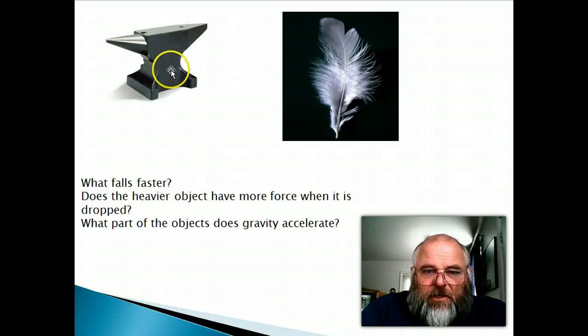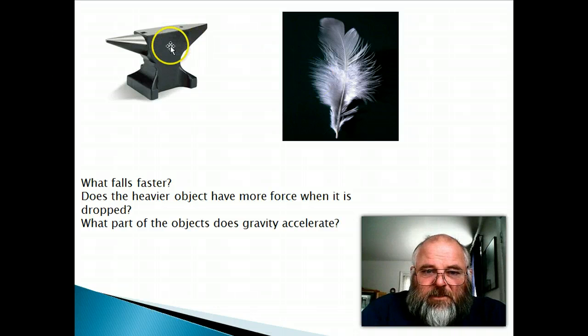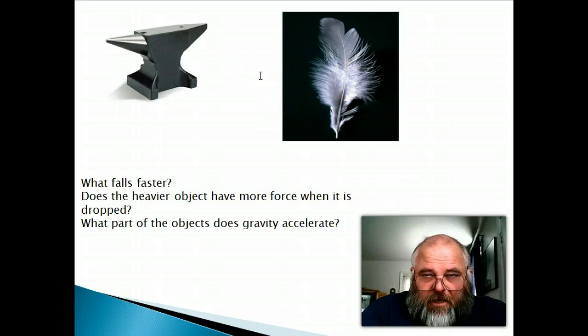Okay, so in this object right here, an anvil, we have protons, neutrons, electrons, and we got quarks, bosons. We got all kinds of neat little things in here. And the feather, we have the same things. We have neutrons, electrons, but they're not as densely populated. So this is heavy, densely populated. This isn't. Okay, so there's your difference in the mass.